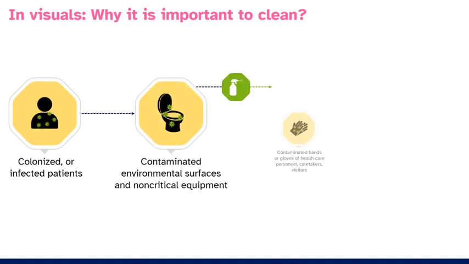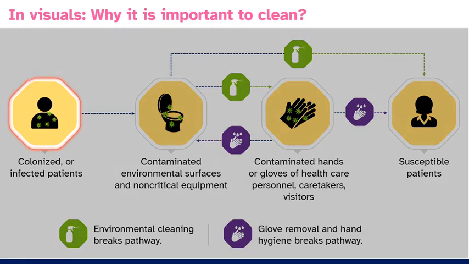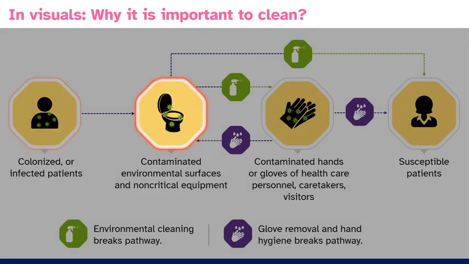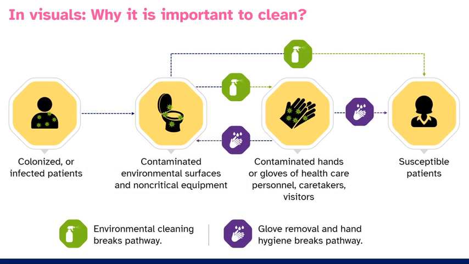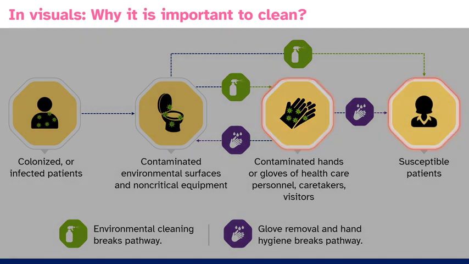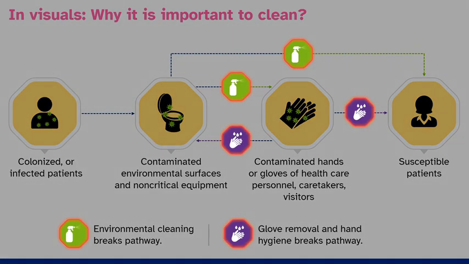These visuals show a flow of transmission beginning with colonized or infected patients and how microorganisms can transfer to environmental surfaces and equipment. If these surfaces aren't properly cleaned, healthcare workers, caretakers, and visitors can contaminate their hands or gloves, potentially infecting susceptible patients. You can see 2 critical intervention points where transmission can be interrupted: environmental cleaning and glove removal, followed by hand hygiene.